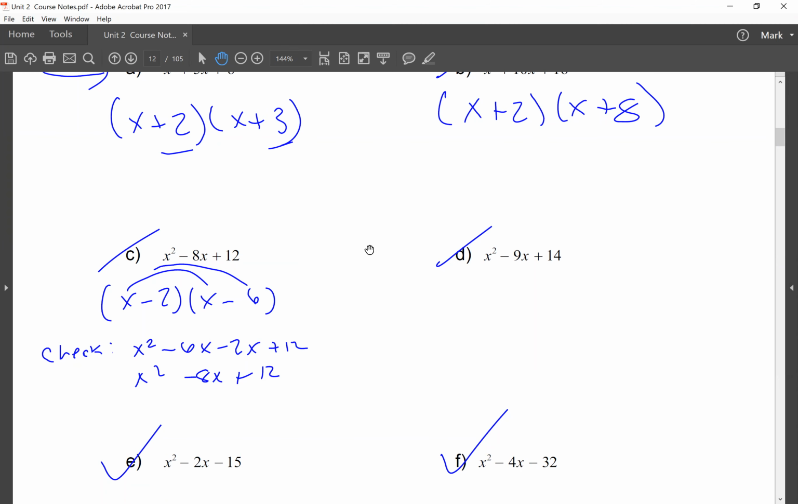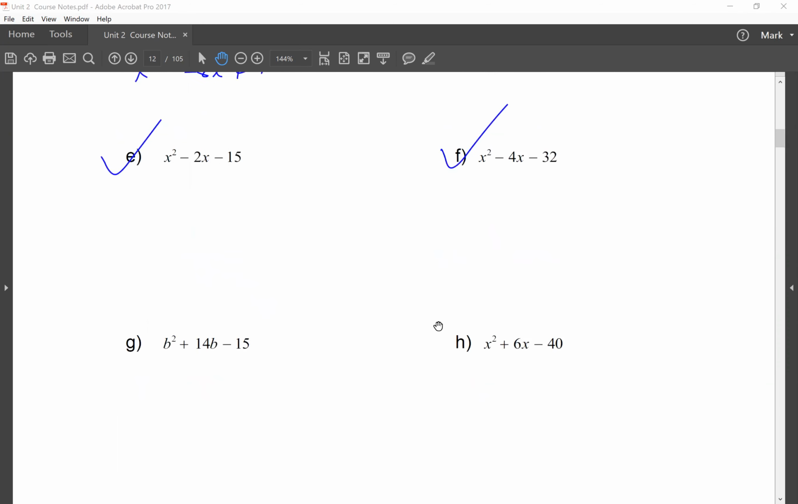So what about D? We have x squared minus 9x plus 14. So I need to think of the multiples of 14. There's 1 and 14. There's 2 and 7. That seems about right, and I think that's it. So this one here would be x minus 2 and x minus 7. All right, let me check the answers, see if people got that in the chat. Yes, okay, cool. So you guys are doing pretty good with this.